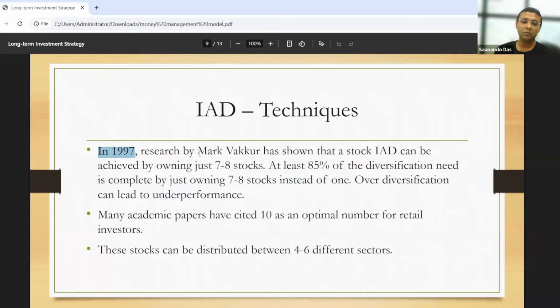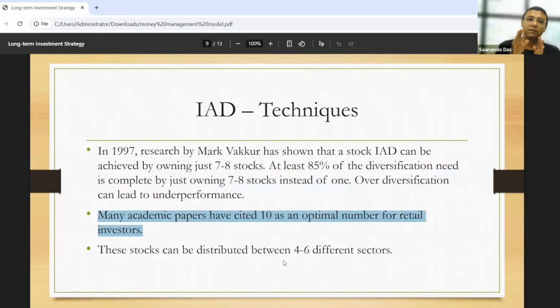Mark Vakur did a remarkable research and showed that IAD, intra-asset diversification, can be achieved only by holding 7 to 8 stocks. Almost 85% of the diversification need is complete by 7 to 8 stocks instead of 1. If you follow other academic papers, the majority are citing 10 as an optimal number for retail investors.